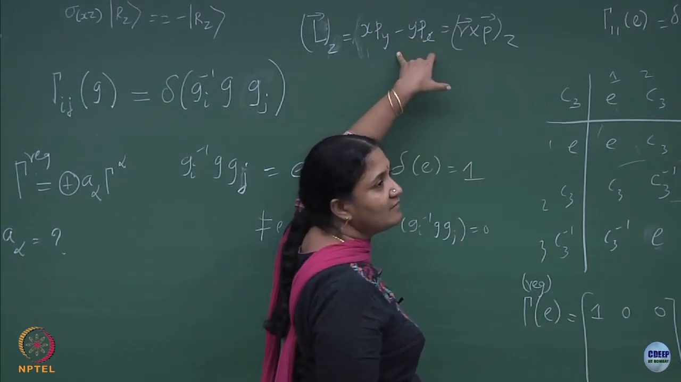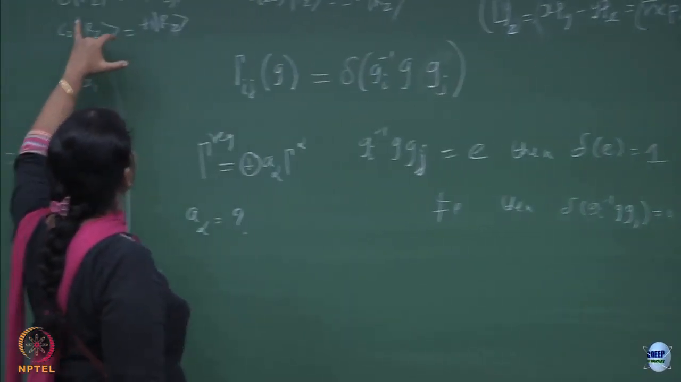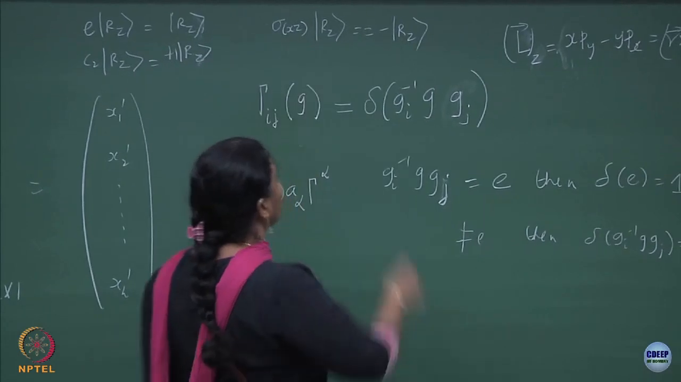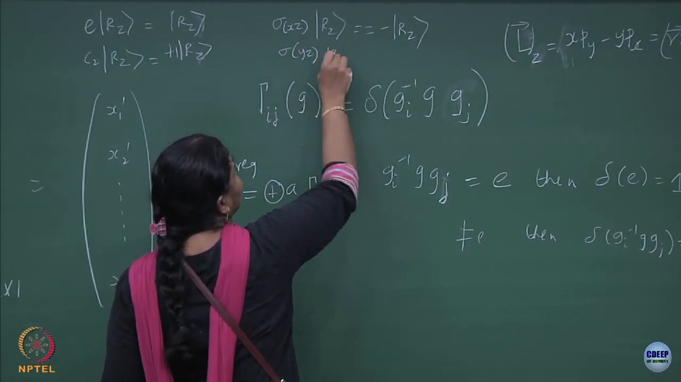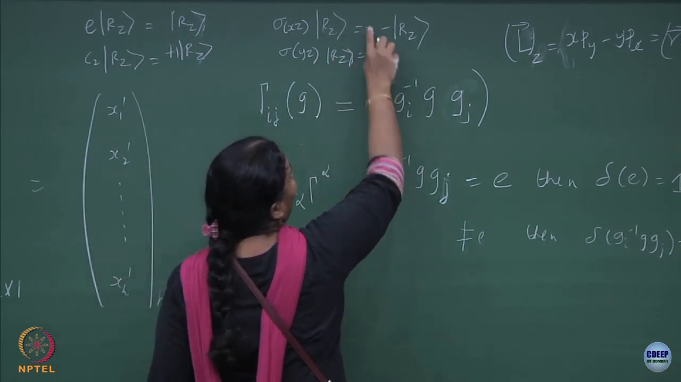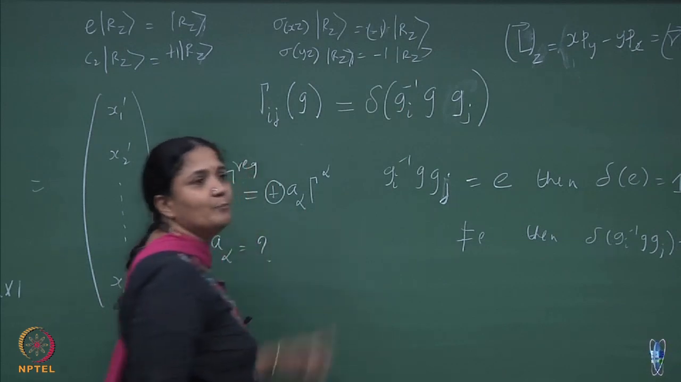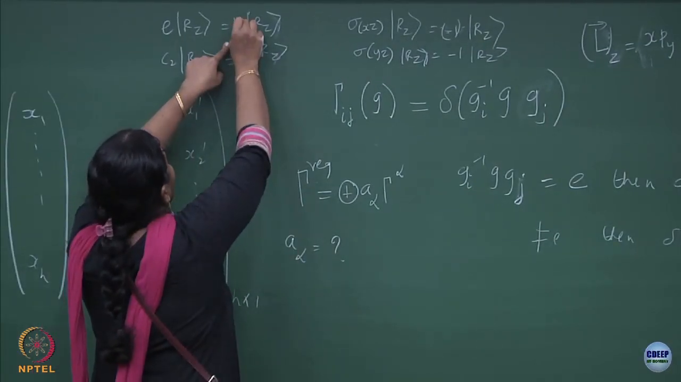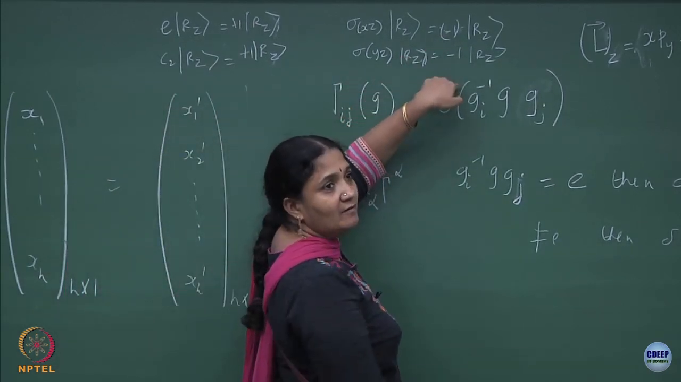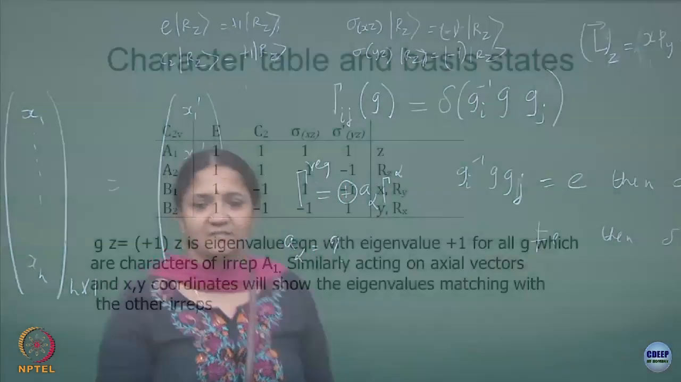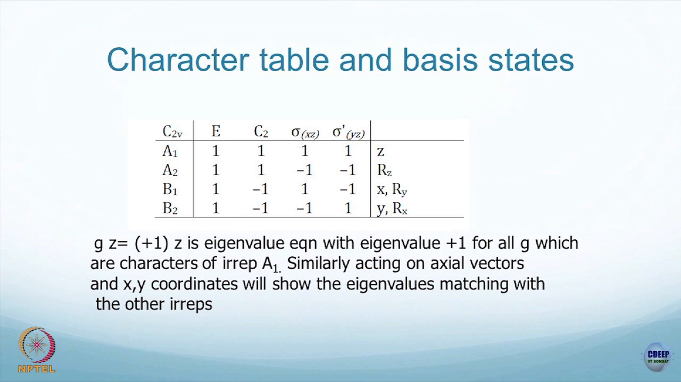If you write it in components, you can see that whenever you do this operation, E, C2, sigma xz and sigma yz on the axial z component, you find it to be minus 1 times R z. Okay, this eigenvalue which you find is what is important. So, you have plus 1, minus 1 and minus 1 in the one dimensional representation, and those are nothing but the characters of the A2 representation. So, the basis which respects the A2 representation is not the z component, but the axial vector z component. Is this clear?